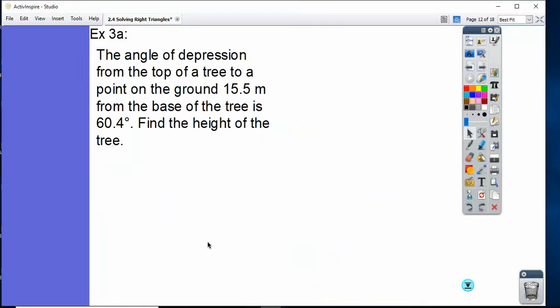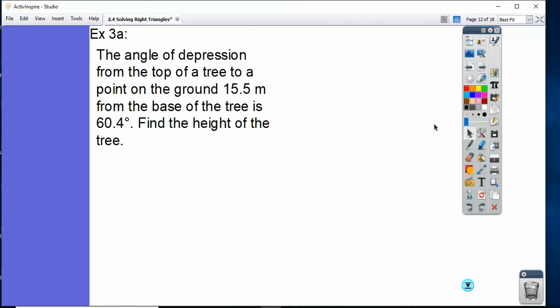The angle of depression from the top of a tree to a point on the ground, 15.5 meters from the base of the tree, is 60.4 degrees. Find the height of the tree. Probably pretty difficult just to read that and know what to do. But let's kind of break it up.